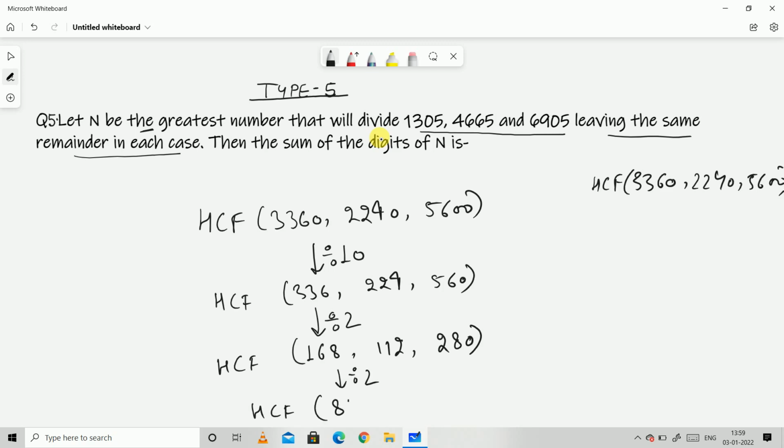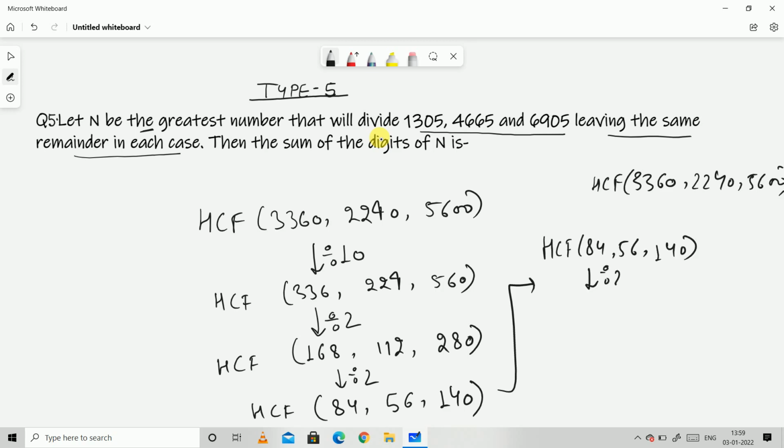So 2 8s are 16, 2 4s are 8, 2 5s are 10, 2 6s are 12, 2 1s are 2, 2 4s are 8 and 0. Now I'm left with no space, so I am continuing here: 84, 56 and 140. If I divide it by 2 again, leave 2. Because by dividing with 2 we are getting too many steps.